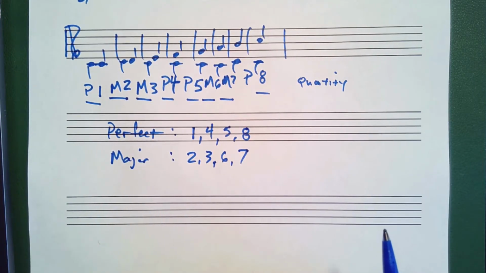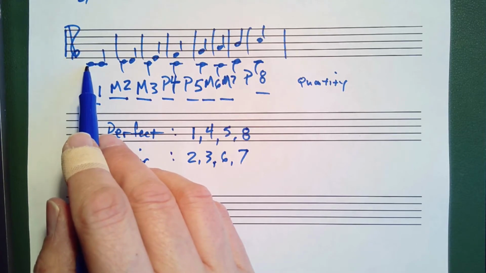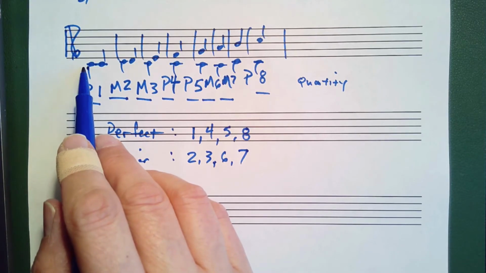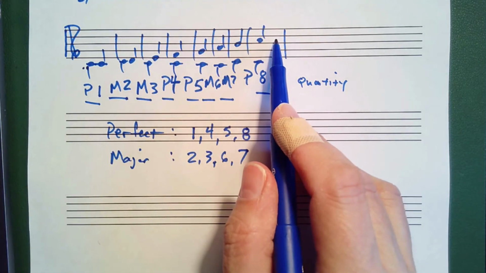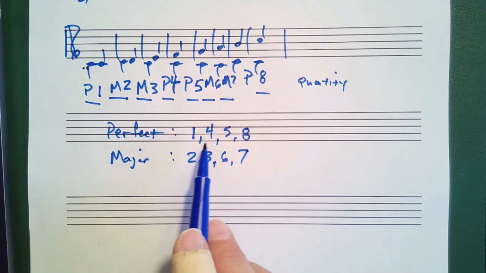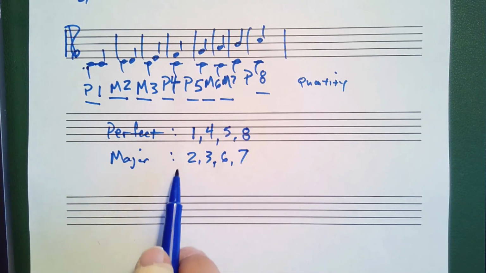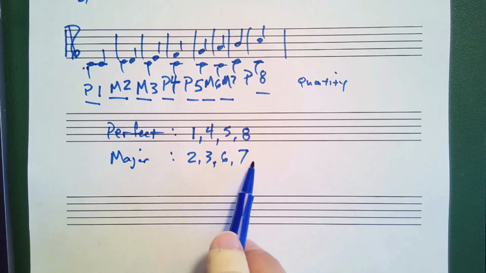It's a simple concept. If you start on the first note of a major scale, the distance from the first note of the scale to every other note of the scale is either perfect or major, depending on if it's a unison, fourth, fifth, or octave, it'll be perfect. If it's a second, third, sixth, or seventh, it will be major.